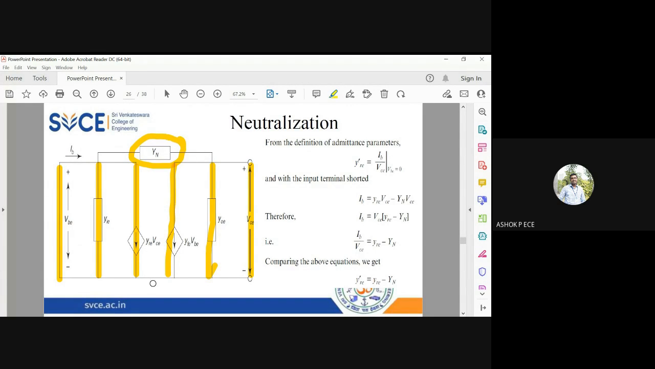This is a common emitter amplifier. You can see base is going to be the input, collector is going to be the output, and emitter is going to be grounded. So this is a common emitter circuit where I'm going to have a component YN which is connected between base and collector, and this is going to be the feedback component because feedback components are those components which are connected between input and output of any circuit.